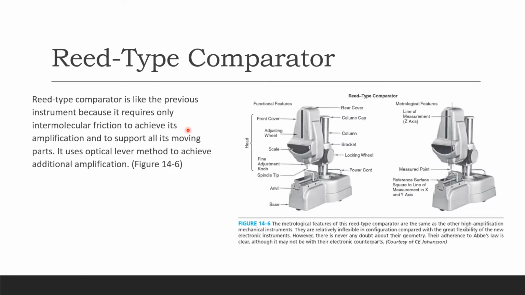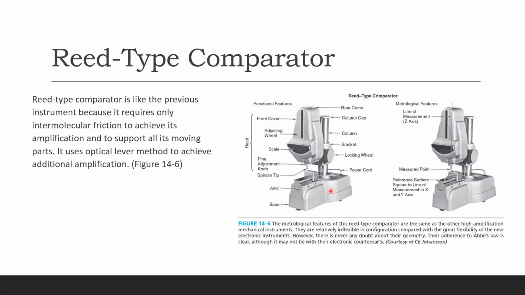Alright, the next one is your reed type comparator. So the reed type comparator is like the previous instrument because it requires only intermolecular friction to achieve its amplification and to support all its moving parts. So it uses the optical lever method to achieve additional amplification. So here you can see the metrological features and the functional features.